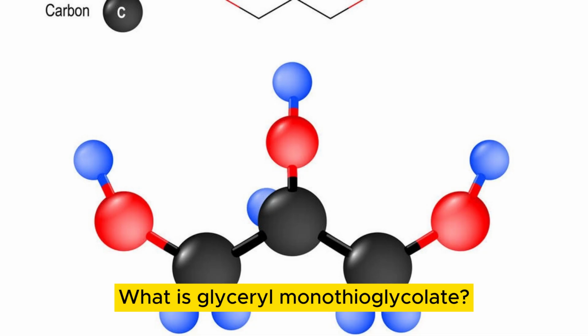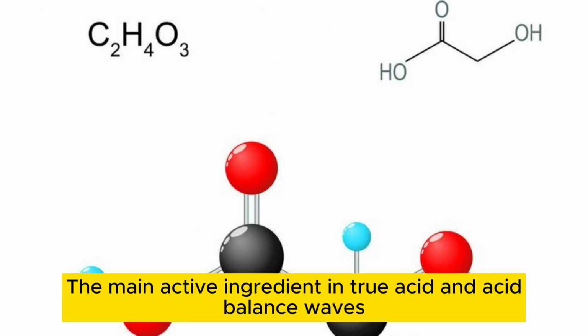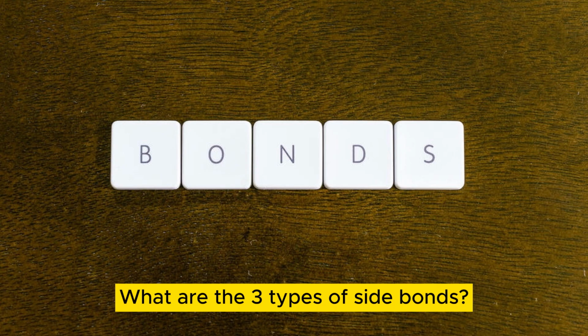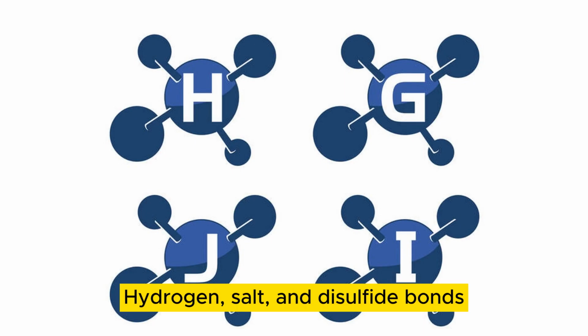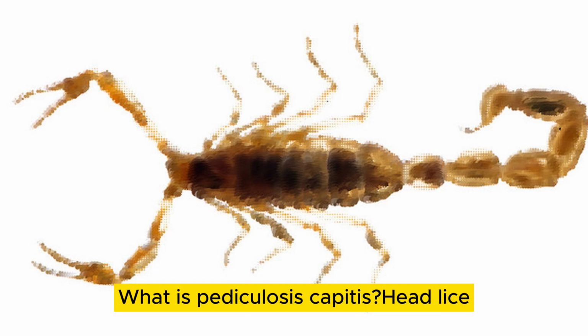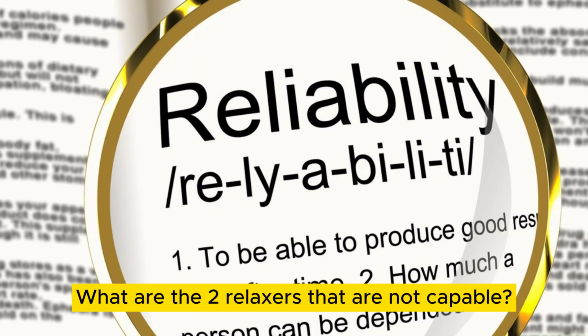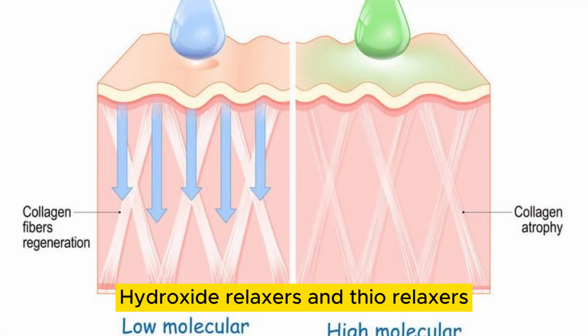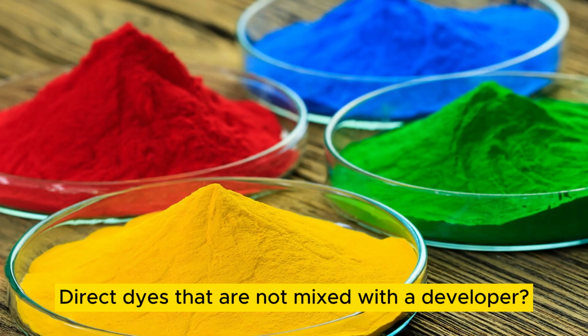What is glycerol monothioglycolate? The main active ingredient in true acid and acid balance waves. What are the three types of side bonds? Hydrogen, salt, and disulfide bonds. What is pediculosis capitis? Head lice. What are the two relaxers that are not compatible? Hydroxide relaxers and thiorelaxers.